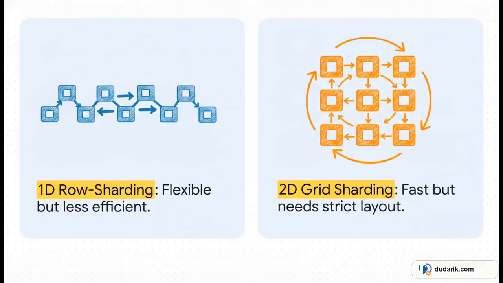On the right, we have 2D grid sharding. This uses ring attention organized in a logical ring topology, which moves gradient and activation sinks in a single pass around the mesh. It aligns beautifully with the rectangular communication patterns of diffusion models, which gives you much lower cross-GPU latency. The catch? You absolutely need a strict rectangular GPU layout.